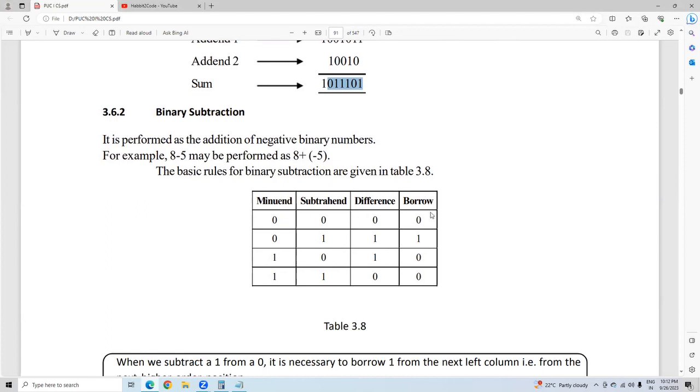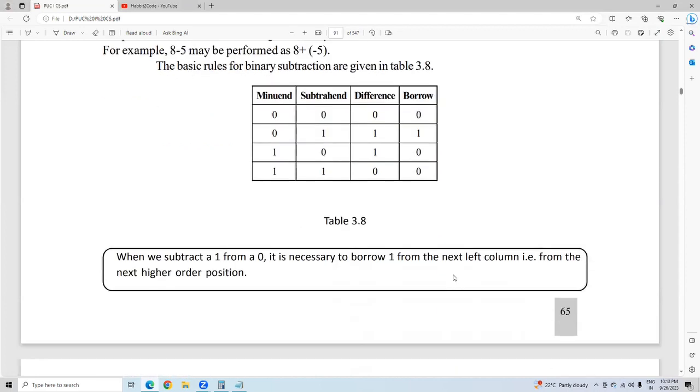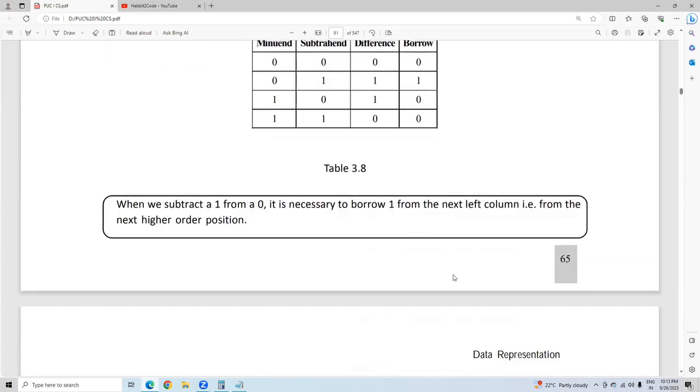Here instead of carry, borrow will be there. 0, 0, difference will be 0, borrow will be 0. 0, 1, difference will be 1, borrow will be 1. 1, 0, difference will be 1, borrow will be 0. 1, 1, difference will be 0, borrow will be 0. Based on this table only, it will be handled.